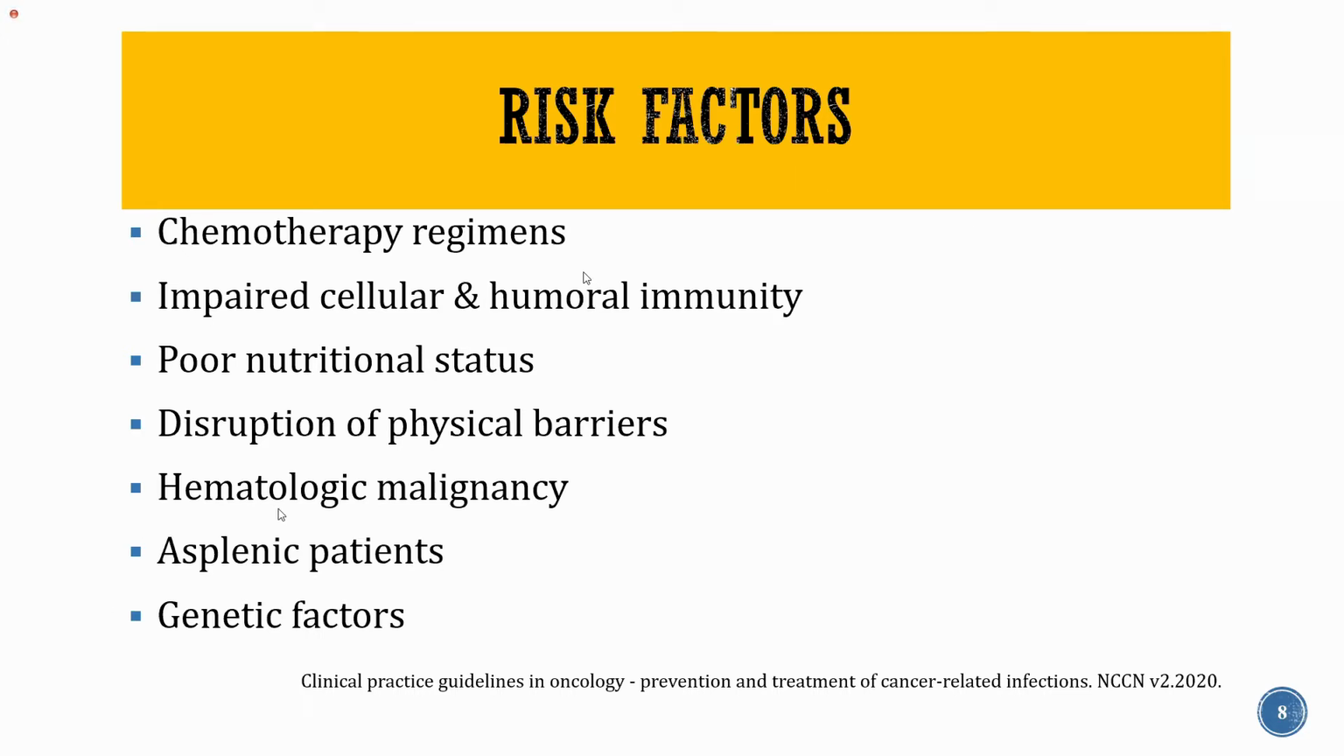Solid tumor versus hematological malignancies. Hematological malignancies are really tough to treat, and they are treated with intensive chemotherapy. So they are at risk for developing febrile neutropenia, and we'll talk about that when we talk about the MASCC scoring system. Patients who have had a splenectomy, and some genetic risk factors as well, can cause febrile neutropenia.